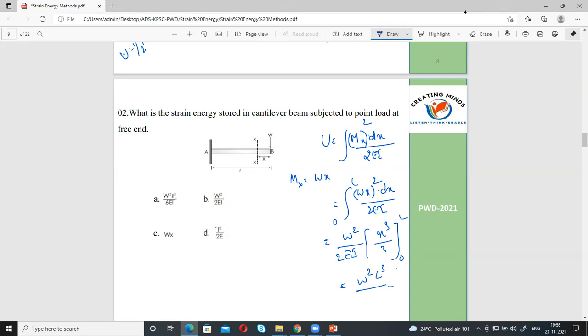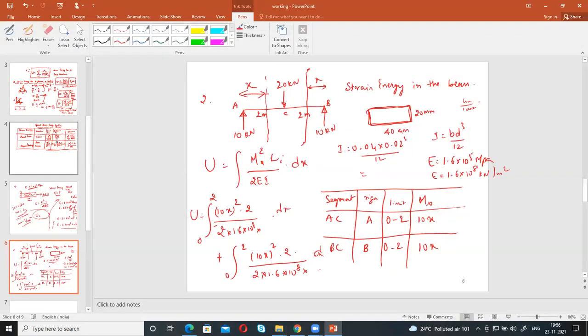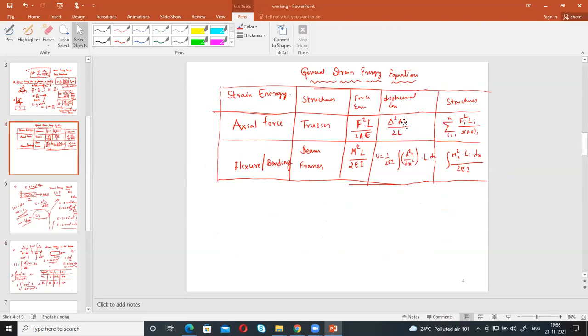Which one is the answer? Option A. Please make a note, this is very, very important. Here also we have to do a correction, right? Where we made a mistake, please correct it. Don't make the mistake we made here.